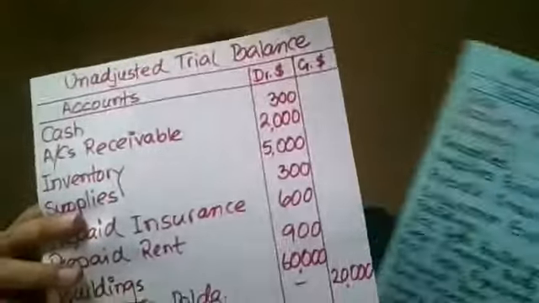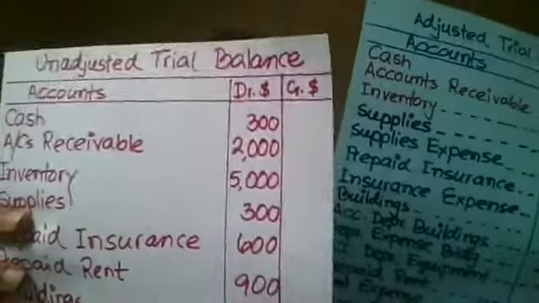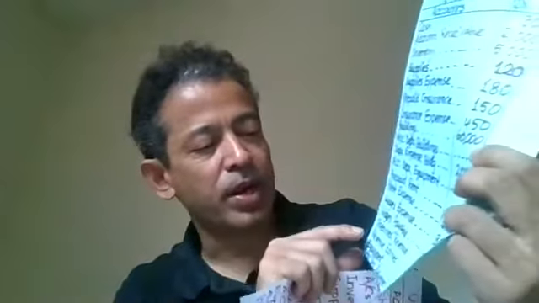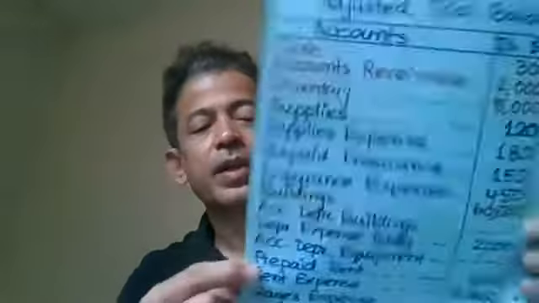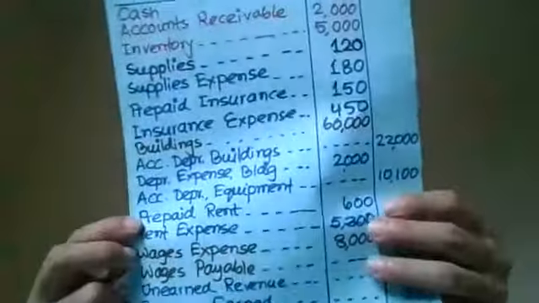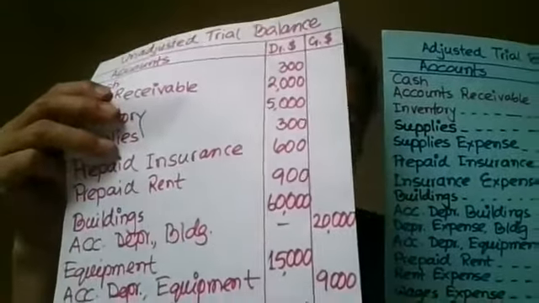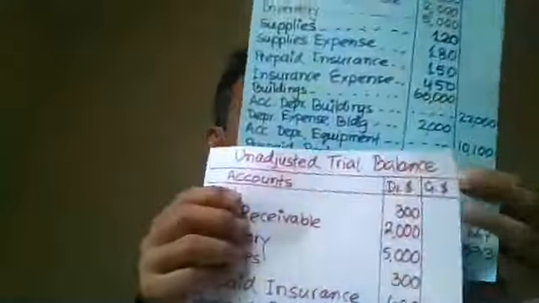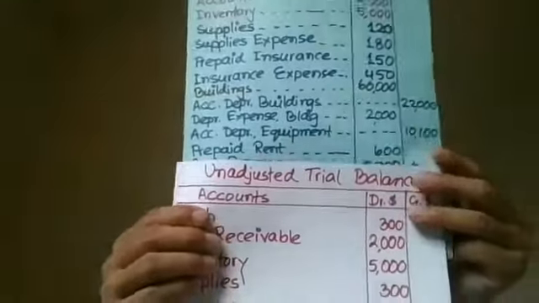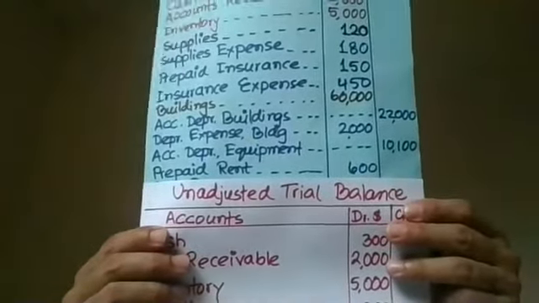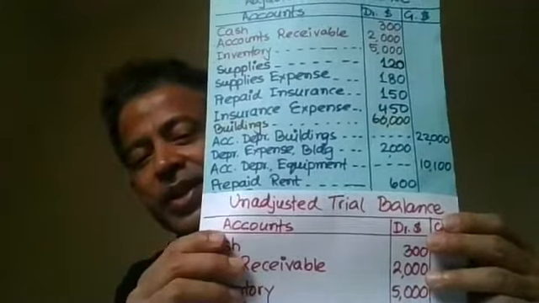And then we have an item called equipment here. We have prepaid rent. Can you see prepaid rent of $900? And that has changed here. Prepaid rent of $900 has become prepaid rent of only $600. See, the unadjusted one, it was $900, the prepaid rent of $900. But in the adjusted one, it's only $600. That means the remaining $300 is rent expense.